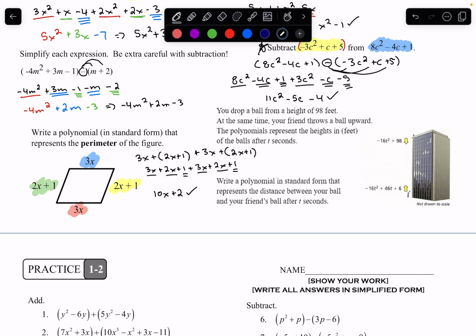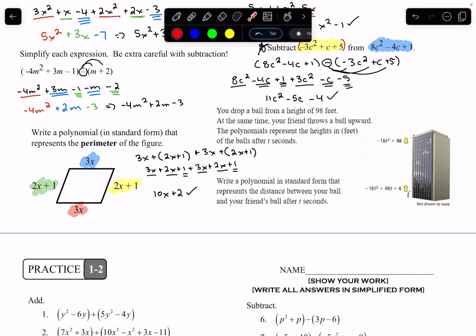Okay, last problem. This one's a little bit hard to see. I'm glad that we decided to put this on as an example because once you see it, it's not as hard as it looks. But it says you drop a ball from a height of 98 feet. So you're up here on this building, you drop this ball, and your friend is down at the bottom, and he throws a ball up. So your friend's ball is going up, your ball is going down.